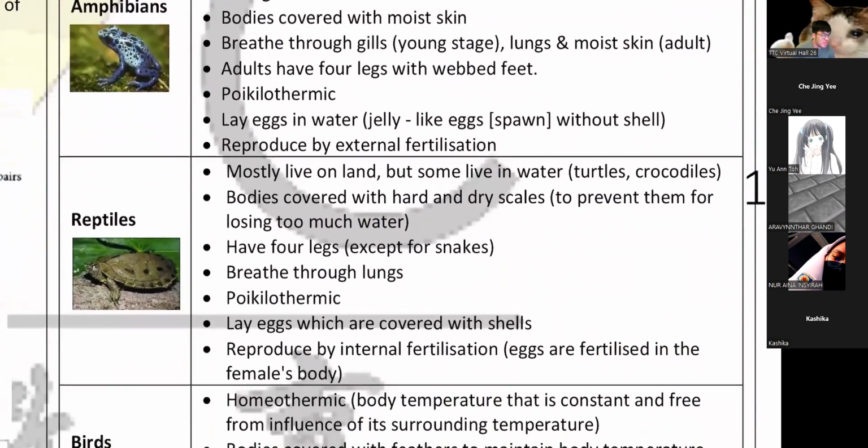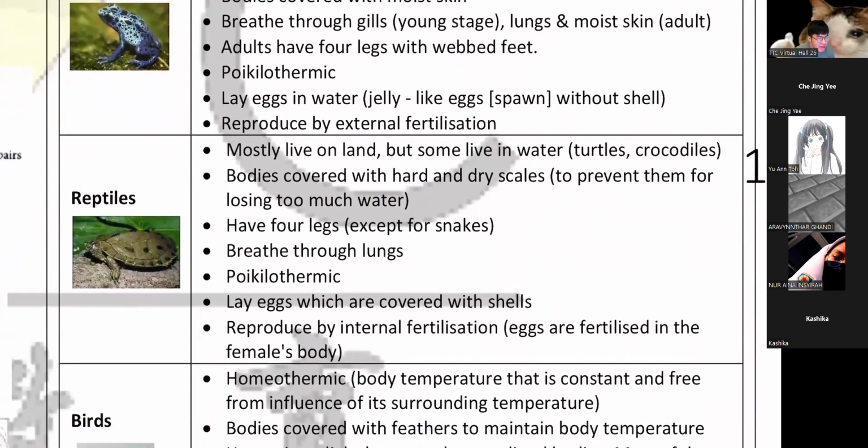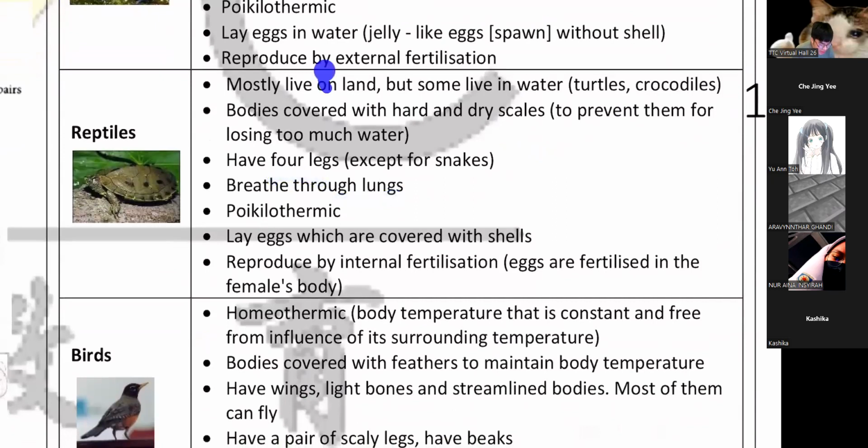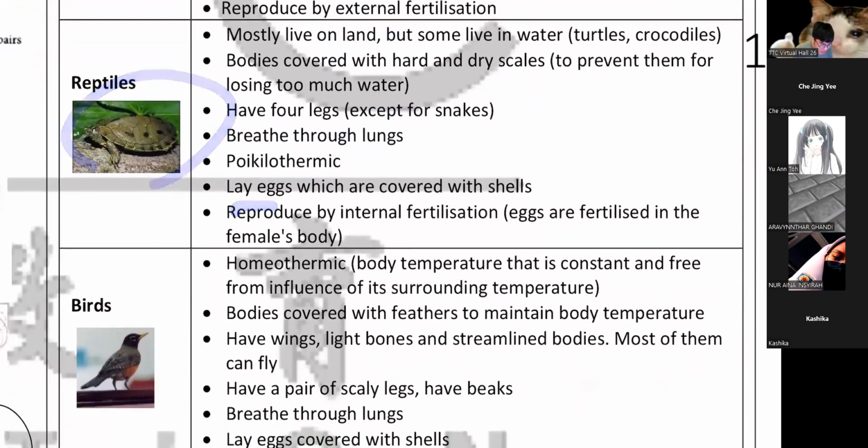Okay, next reptiles. Now when we come to land, it's a little bit different already. So they mostly live on land, but some they live in water. Okay, so they have hard and dry scale, sisik keras, sisik kering. Of course they have 4 legs, breathe through lungs since they are on land, right? They use paparu lah. Poikilothermic as well, so they are cold-blooded as well. Lay eggs, covered with shell. Okay, bertelur, bercangkerang.